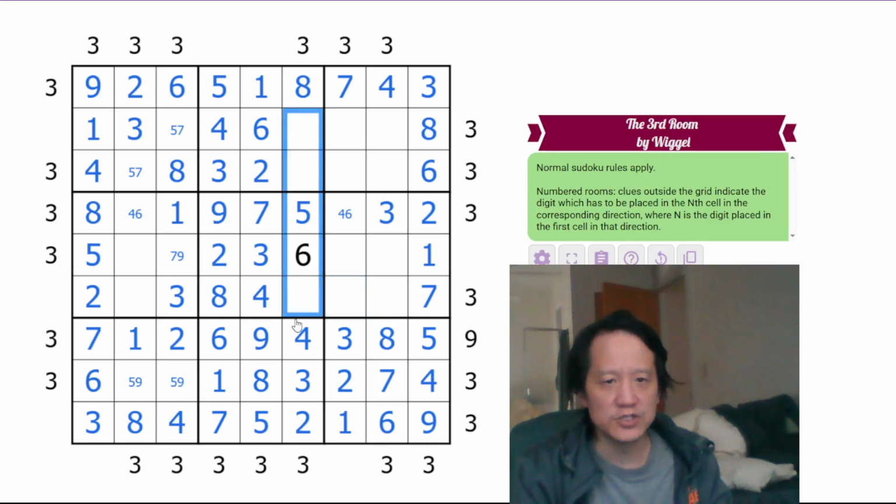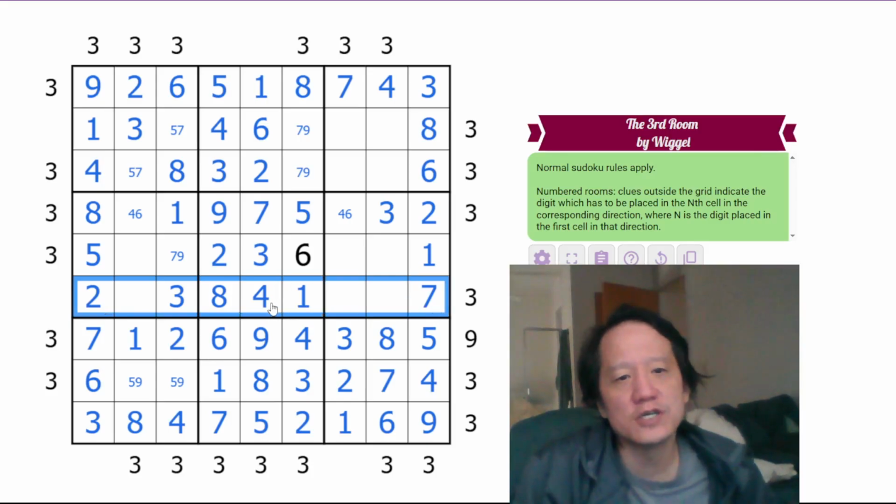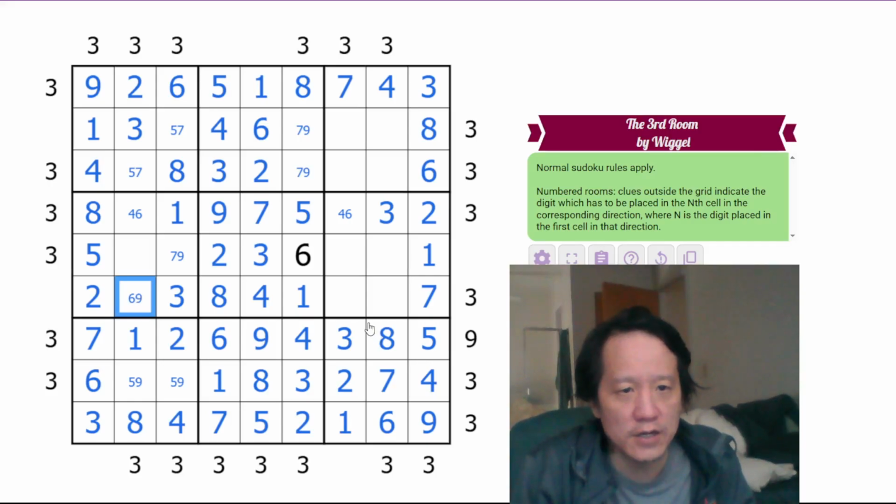We have 6 digits in column 6, so the remaining digits are 1, 7, 9. 1 can't be either of these digits, so this must be 1 here. This has to be a 7, 9 pair. We have 6 digits in row 6, which means the remaining digits are 5, 6, and 9. 5 cannot be here, so this is 6 or 9. 5, 6, or 9 are here. This can't be 6 because of the 6 in the column.